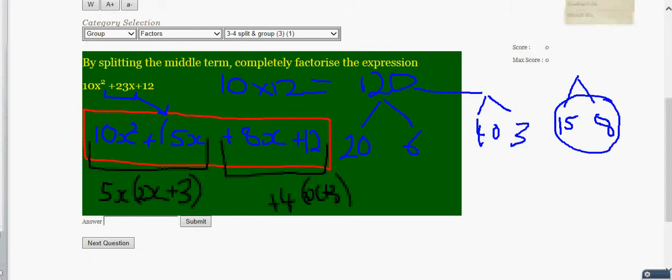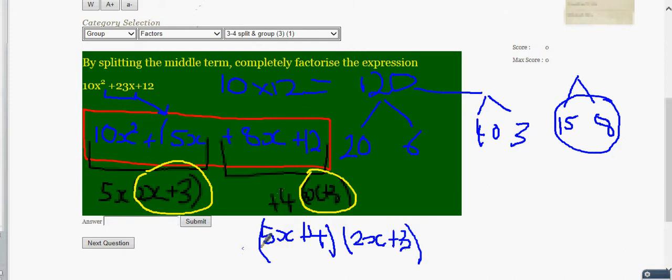And what you'll see that we have now is we have a common factor. We have the 2x plus 3, and we have a 2x plus 3. So in this term we have 2x plus 3, and in this term we also have 2x plus 3. So we have 5x times 2x plus 3 plus 4 times 2x plus 3, which gives us a total of 5x plus 4 times 2x plus 3.